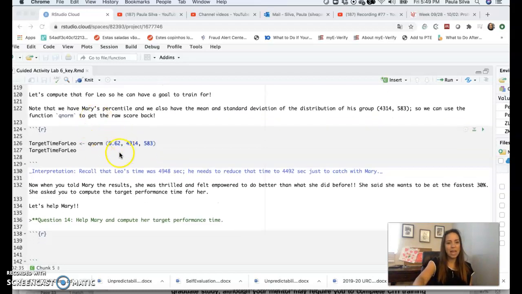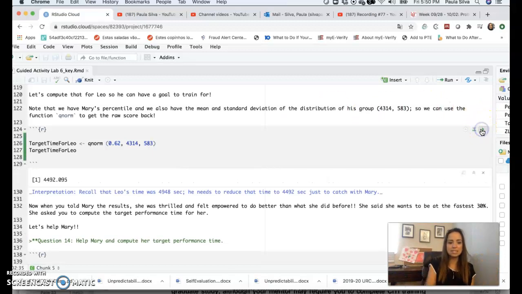So in this case, we have the percentile, but we want the score back. And for that, we use the qnorm function, right? So here we are saying target time for Leo. We use the qnorm function. We provide the percentile of interest and then the mean and standard deviation of Leo's group to see what would be the score to put him in the same percentile as Mary in that group. So if we run this, we get the performance time. We'll continue with the guided activity in the next.